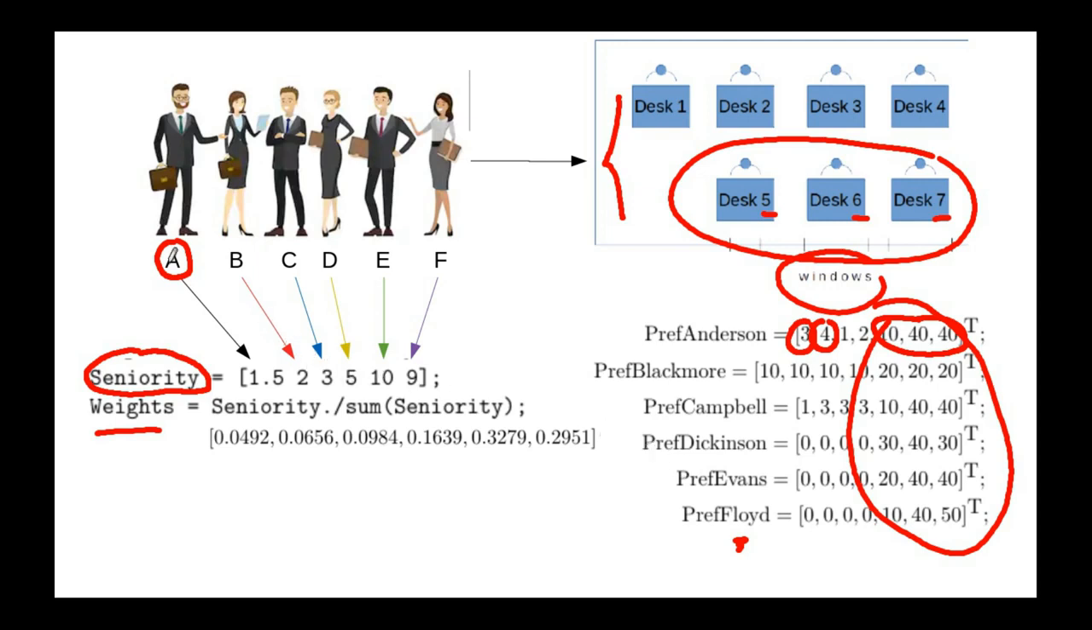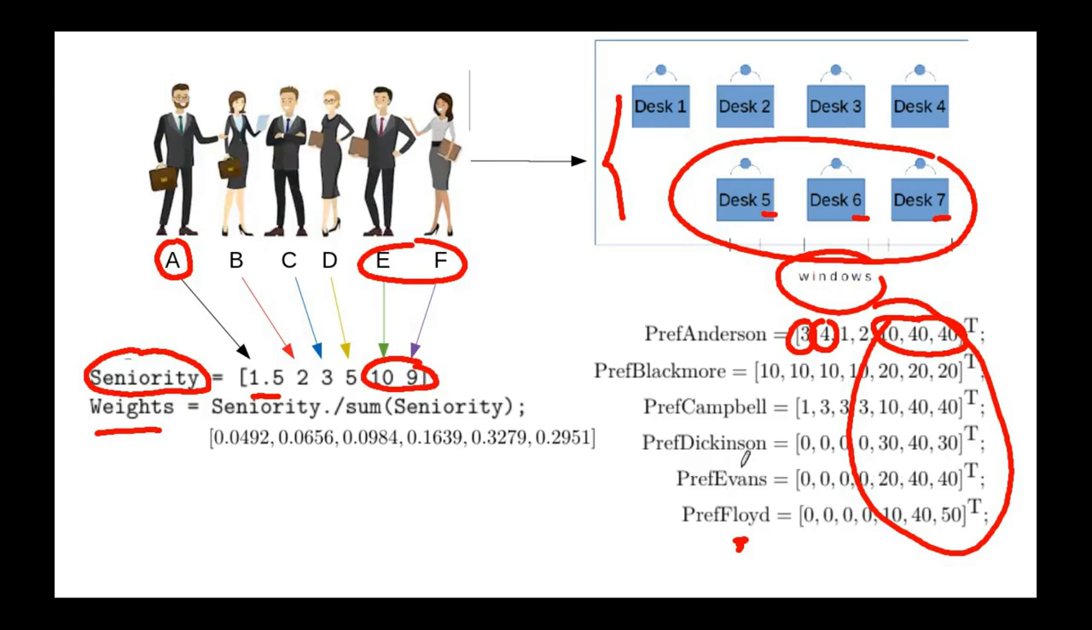As you can see, A has been working at the company for 1 year and a half, then B for 2 years, 3 for C, D 5 years, and as you can see here, E and F are the longest periods they have been working at the company. So E and F will be taken more into consideration in order to take into account their preferences.